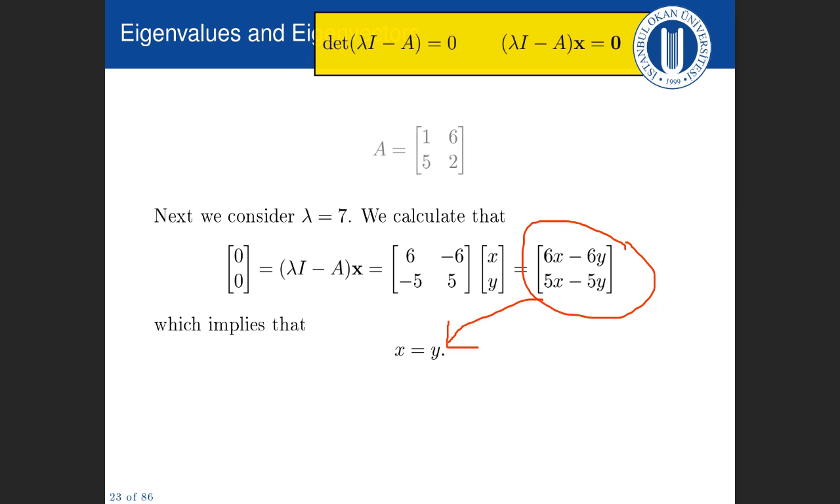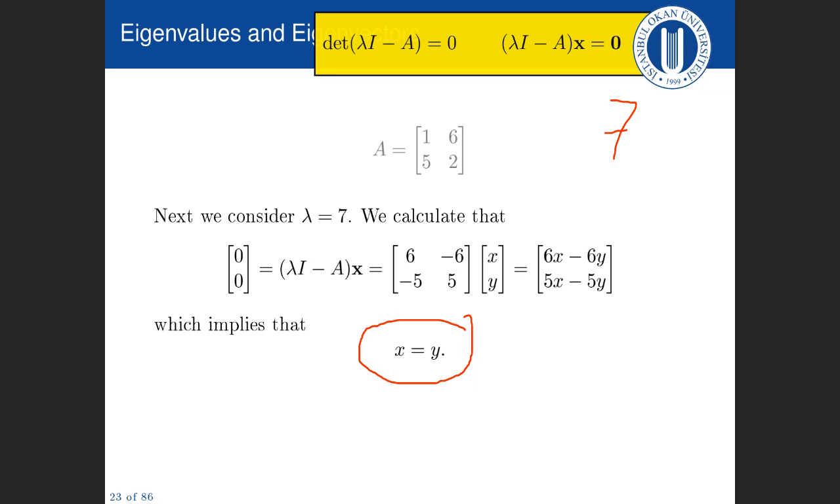Line 2 is just going to be a constant multiplied by line 1. We need a non-zero vector which satisfies x equal to y. You can choose any one you want to. If you want to, you can choose the vector 7, 7. That would be a correct answer to this question.